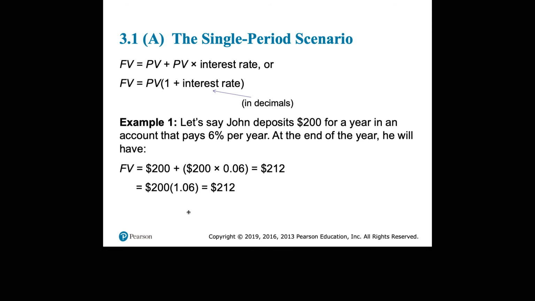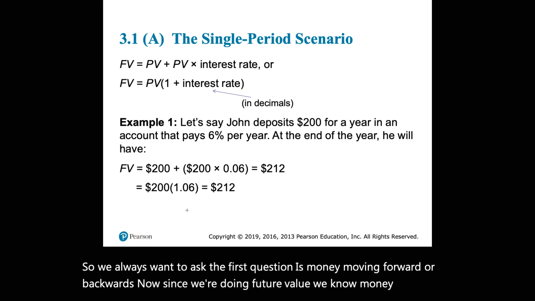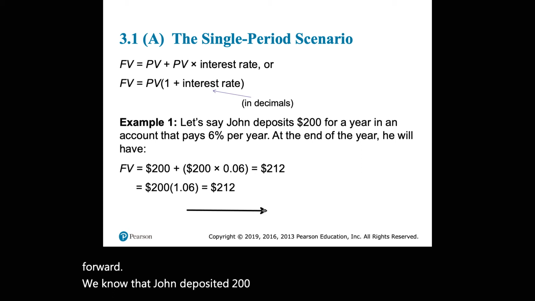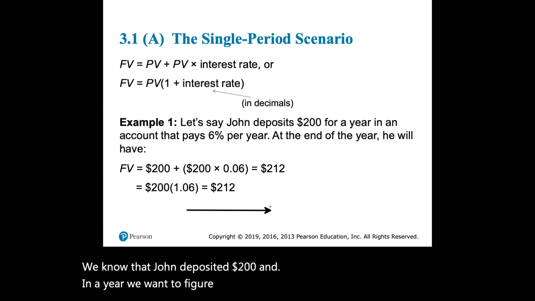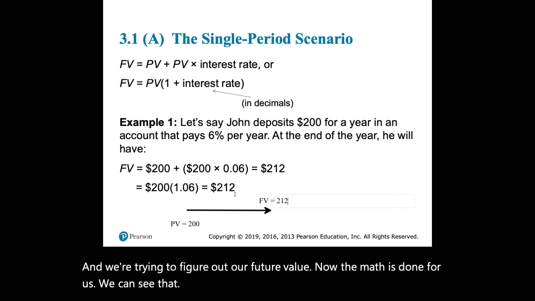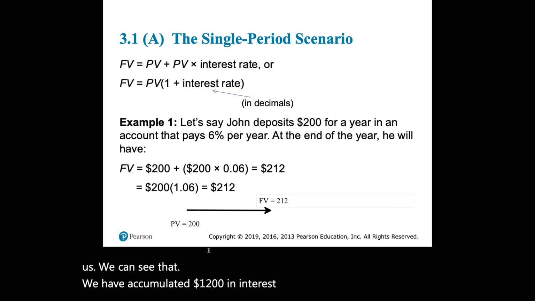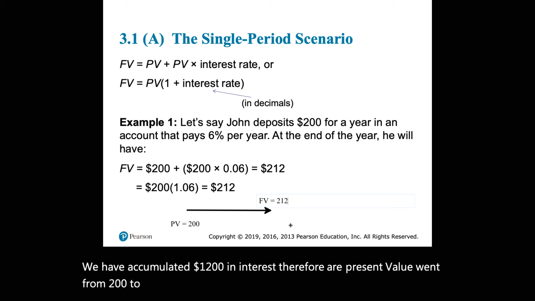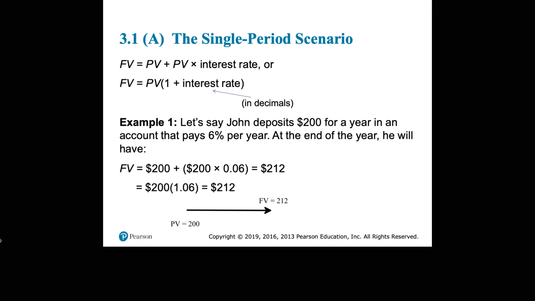So we always want to ask the first question, is money moving forward or backwards? Now, since we're doing future value, we know money is moving forward. We know that John deposited $200, and in a year, we want to figure out how much that $200 is worth, given the 6% interest. So again, we have our present value, which is $200, and we're trying to figure out our future value. Now the math is done for us. We can see that we have accumulated $12 in interest. Therefore, our present value went from $200 to $212. So in a single period scenario, the future value of a sum of money would equal the original sum plus the amount of interest earned over that period.